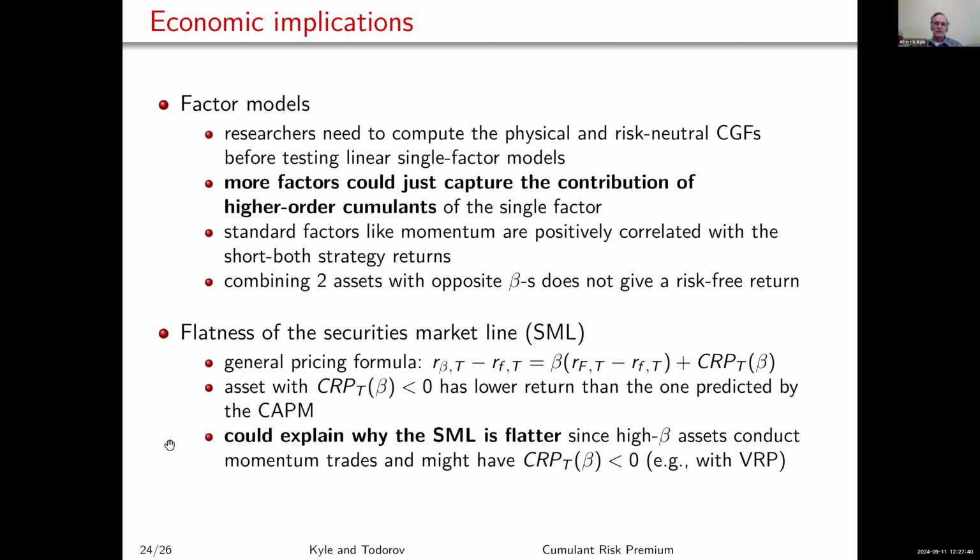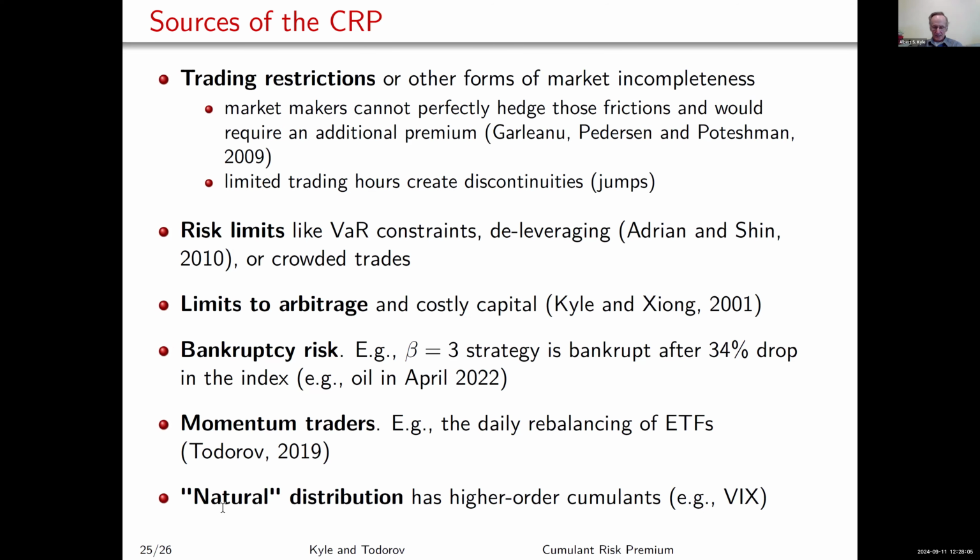The flatness of the securities market line might have some of the same effect. That might be something we could explain by this, but we haven't worked it out in a great deal of detail. But it could be the case that the low beta assets have returns that are higher than you would predict because they're betting on a cumulative risk premium in a particular way, different from the higher beta assets.